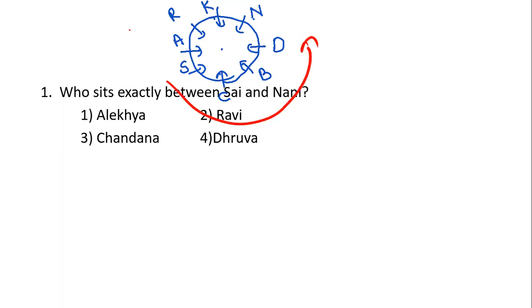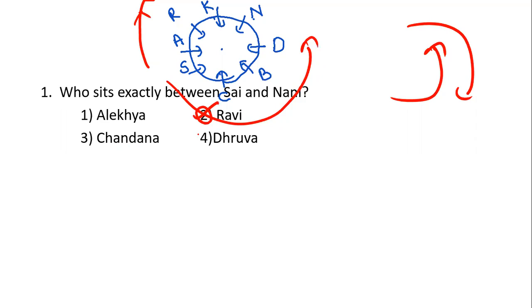Moving like this is anti-clockwise and moving like this is clockwise. Yes or no? So if you look at the anti-clockwise position between Sai and Nani, then Chandana and Dhruva you can discard, because they are asking exactly between. If you go in the anti-clockwise position from Sai to Nani, it is Bhavana. And if you go in the clockwise position from Sai to Nani, it is Ravi. They have not given Bhavana in the answer, they have given Ravi. So Ravi is the answer for the question. Option 2, Ravi is the answer.